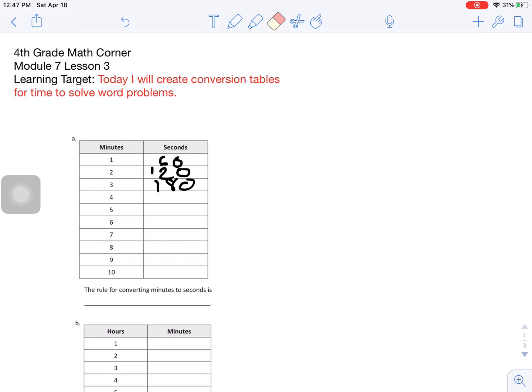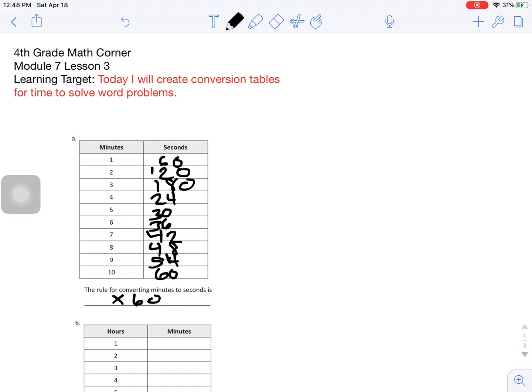Since I'm adding 60 repeatedly, it is like multiplication. So all I'm doing is timesing the amount of minutes by 60 to get the seconds. So I'm going to think 6, 12, 18, 24, 30, 36, 42, 48, 54, 60, and these are tens.